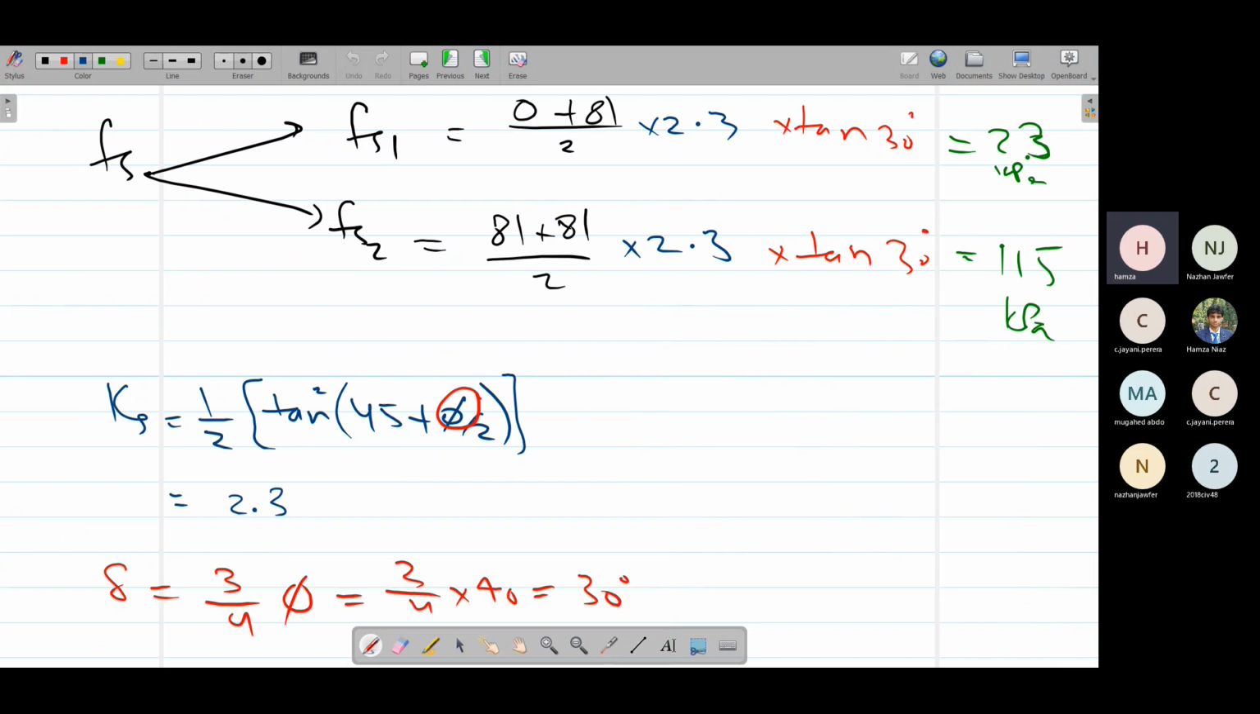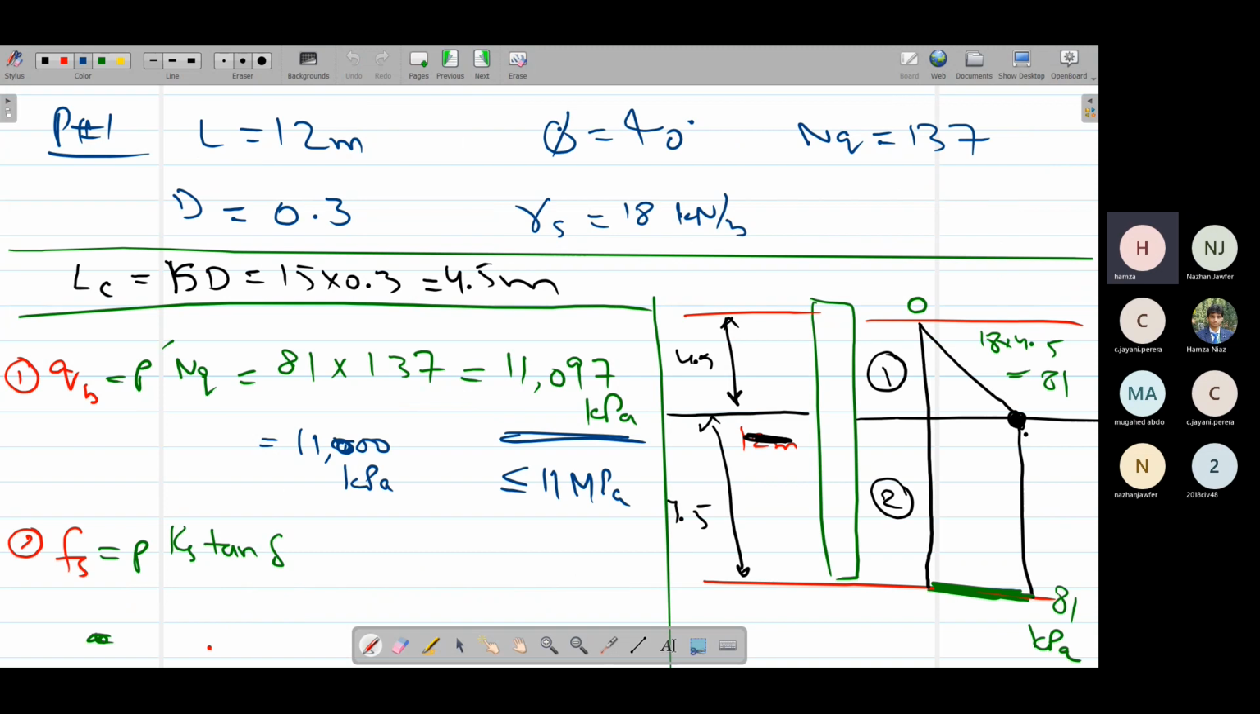And in the same case here, if the value of shaft resistance is coming more than 110 kPa, take this as 110 kPa. So in the first case, it is 23, which is lesser, so that's fine. In the second one, it is 115, so we are going to take this as 110 kPa, not more than 110 here, and not more than 11 megapascal here.